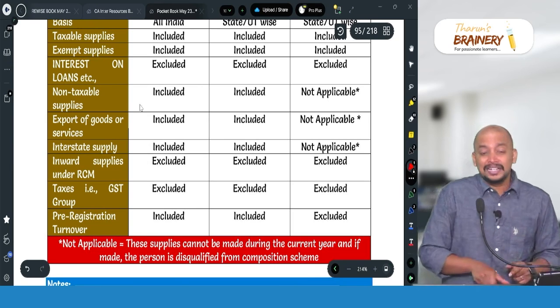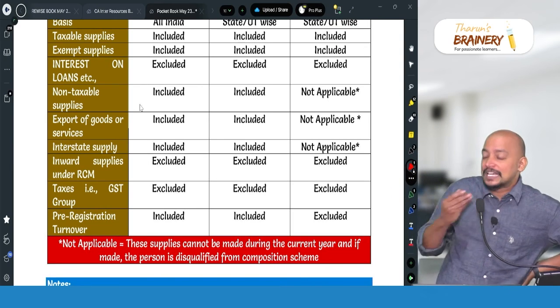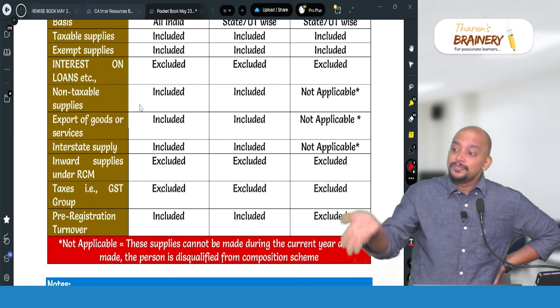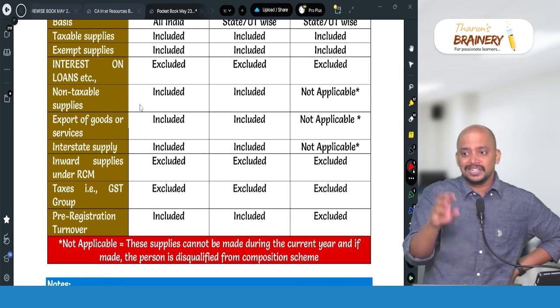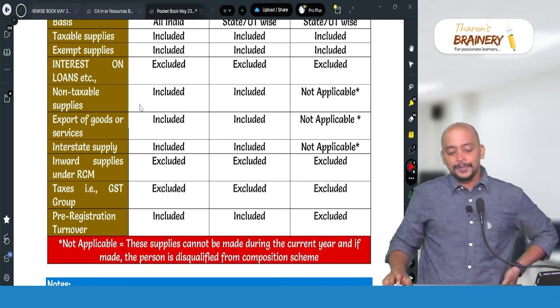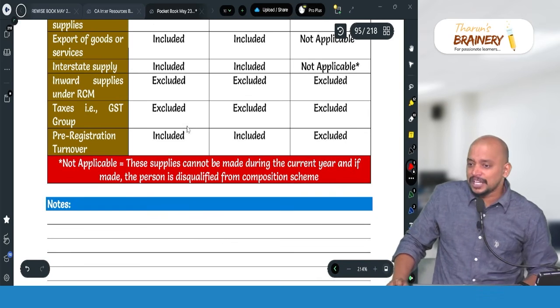But sir, interstate supplies and non-taxable supplies cannot be in composition scheme. That is for the current year. In the previous year you can have non-taxable supplies, previous year you can have interstate supplies, etc. Then taxes also will not come, and pre-registration turnover will be included.